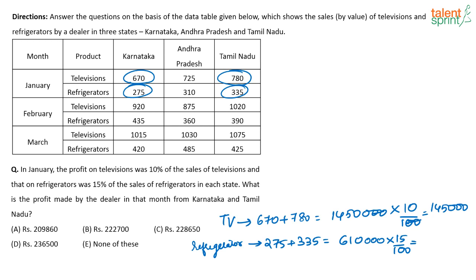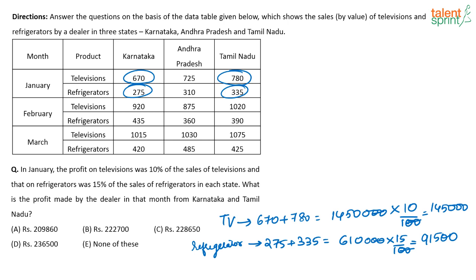What is that? That is nothing but 915. Correct? See, 60 into 15 is 900, and 61 into 15 will be 915. 915 followed by 2 zeros, the other zeros will get cancelled here, so you will have only 2 zeros. And what is the question? What is the total? Sum of these two.